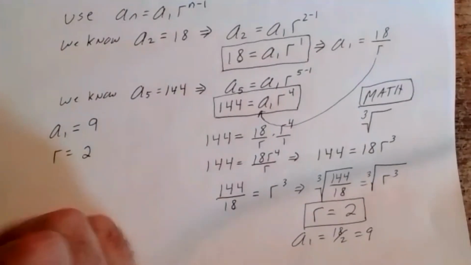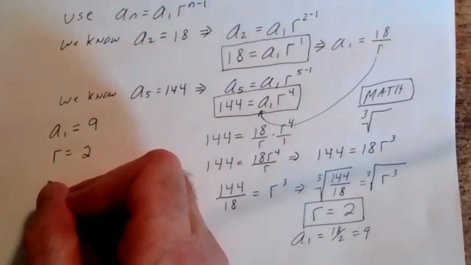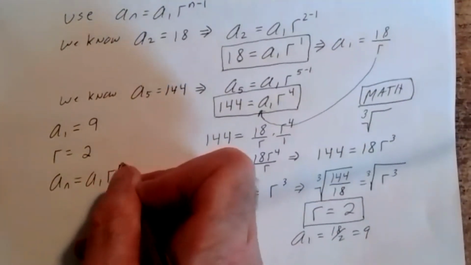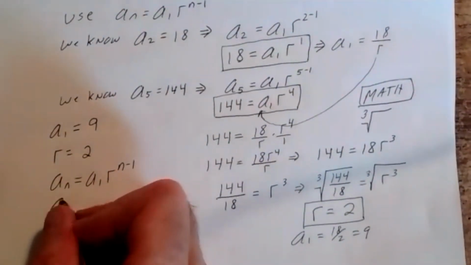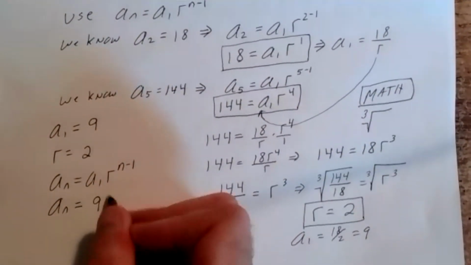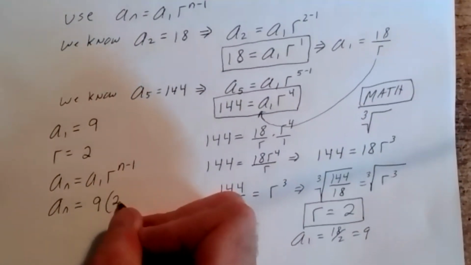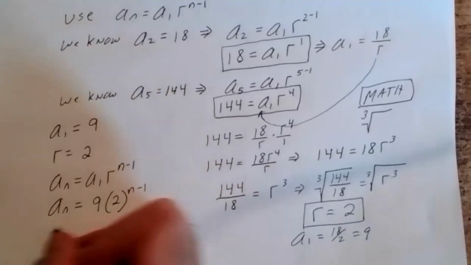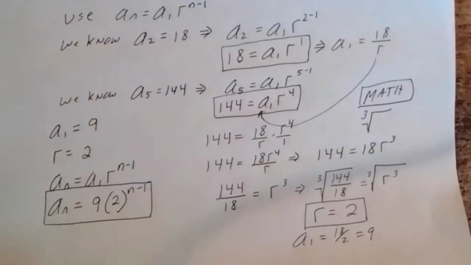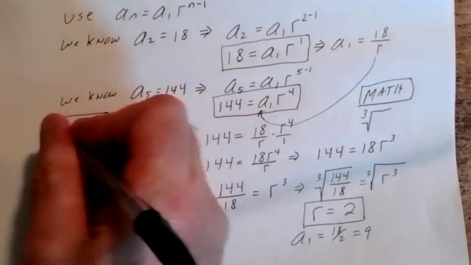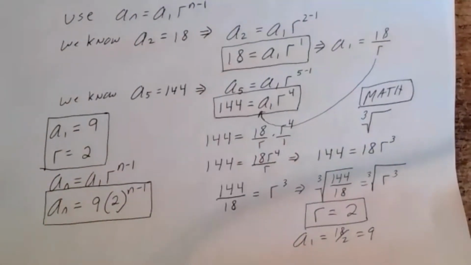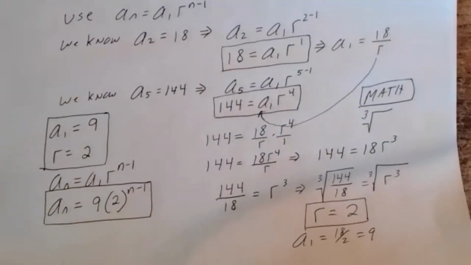Ladies and gentlemen, we can now find the nth rule. The nth rule for this geometric sequence is going to be equal to our first term times the common ratio raised to the n minus 1 power. Hence, the nth term of this geometric sequence is the first term, which is 9, times the common ratio, which is 2, raised to the n minus 1 power. There's your answer. That would be the nth rule for this geometric sequence. We've answered the question. We found the first term, found r, found the nth rule. We understand how we just found all that information about that geometric sequence.